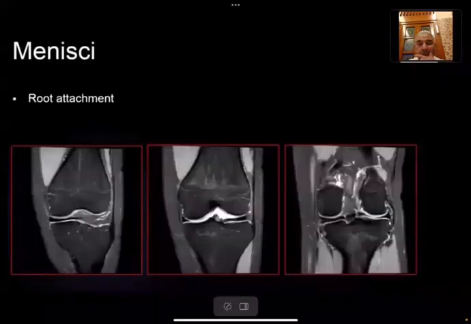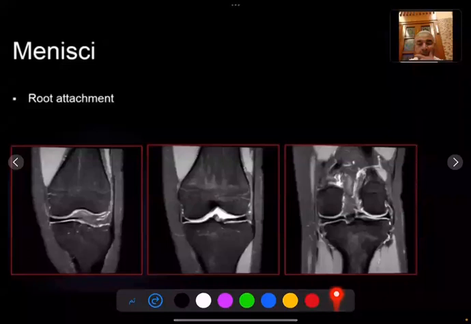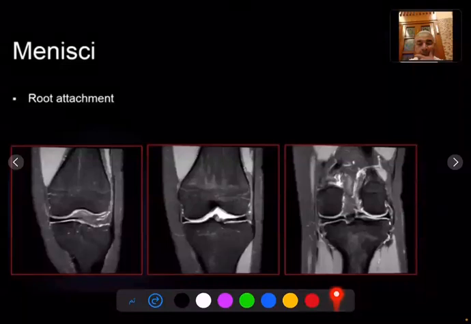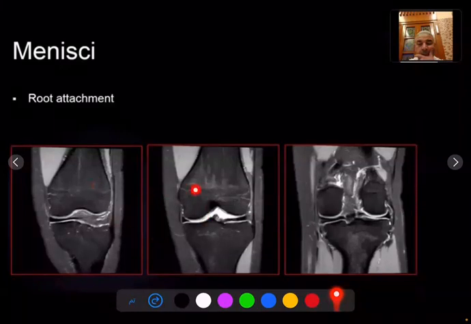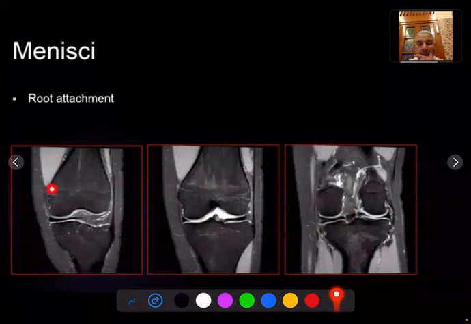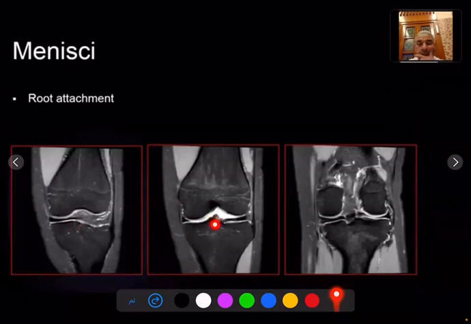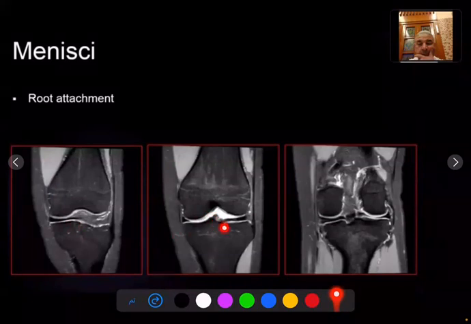This is a fast saturation MRI image demonstrating the root attachment of the menisci. This is the anterior aspect of the menisci, and this is the posterior, demonstrating the intercondylar notch. This is the vastus medialis, and this is the vastus lateralis. Therefore, this is the medial aspect. This is the anterior horn attachment of the medial meniscus. And this is the anterior horn attachment of the lateral meniscus. And this is the posterior root attachment of both medial and lateral menisci.